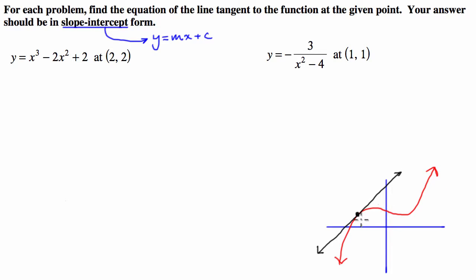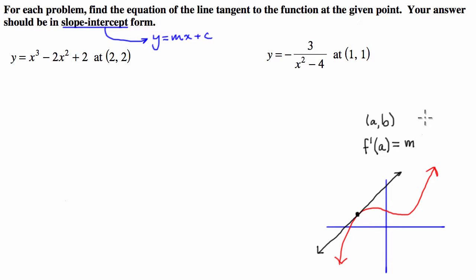To start with, we're going to find the gradient of the line at this given point. If we're given a point A, comma B, the first thing we're going to do is calculate the derivative and evaluate it at the point A. That's going to give us our m value. All we'll be left to do after that is find c.